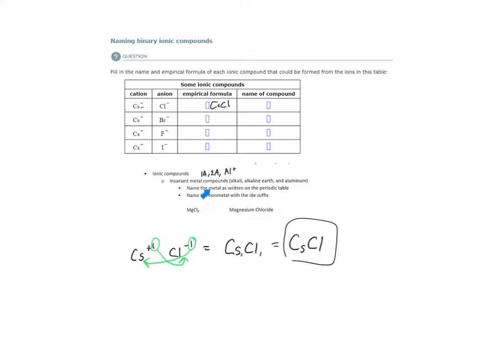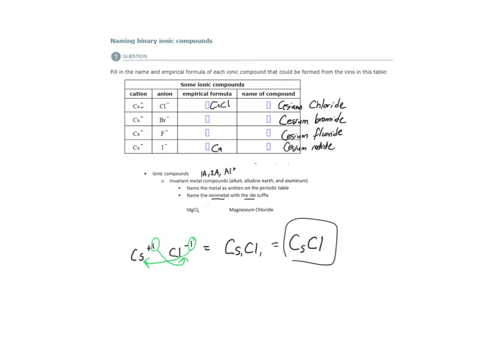We would name the metal as written on the periodic table, cesium. And then we would name the nonmetal with the -ide suffix. Chlorine would be chloride. And that would be the same for everything here. Cesium bromide, cesium fluoride, and cesium iodide.